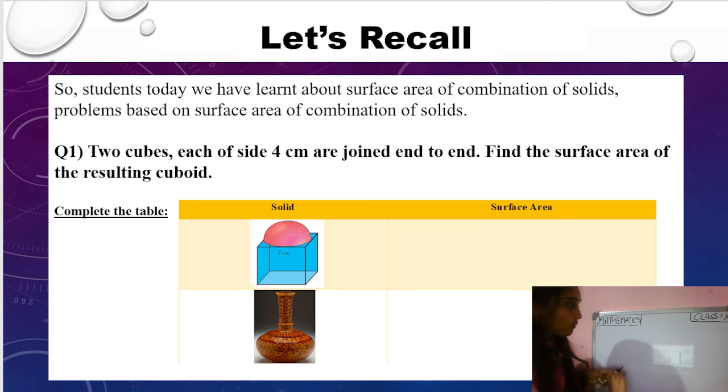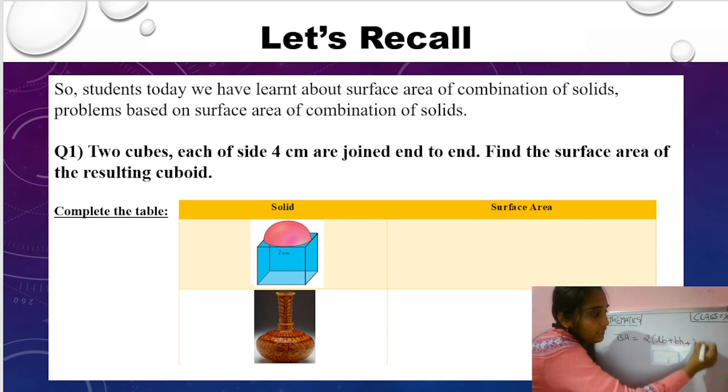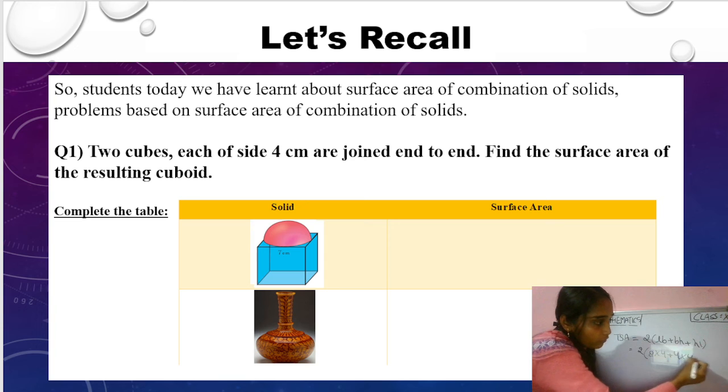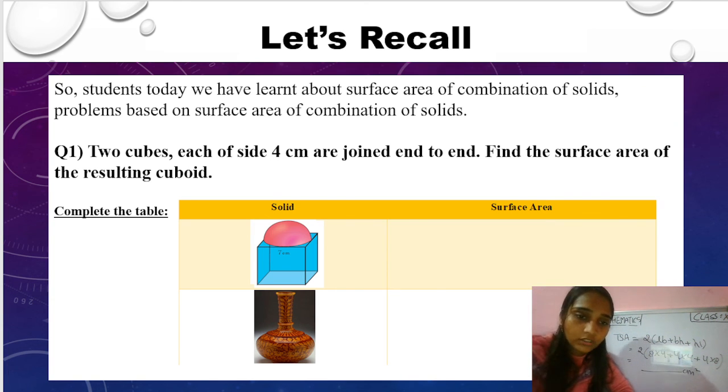Okay, so what is the formula of the total surface area of a cuboid? Yes, it is 2 times (LB plus BH plus HL). We can put the values over here. Length was 8 multiplied by 4, breadth and height was 4 multiplied by 4, and height and length was 4 multiplied by 8. So students, in this way you can calculate the answer, and then do let me know in the chat box.